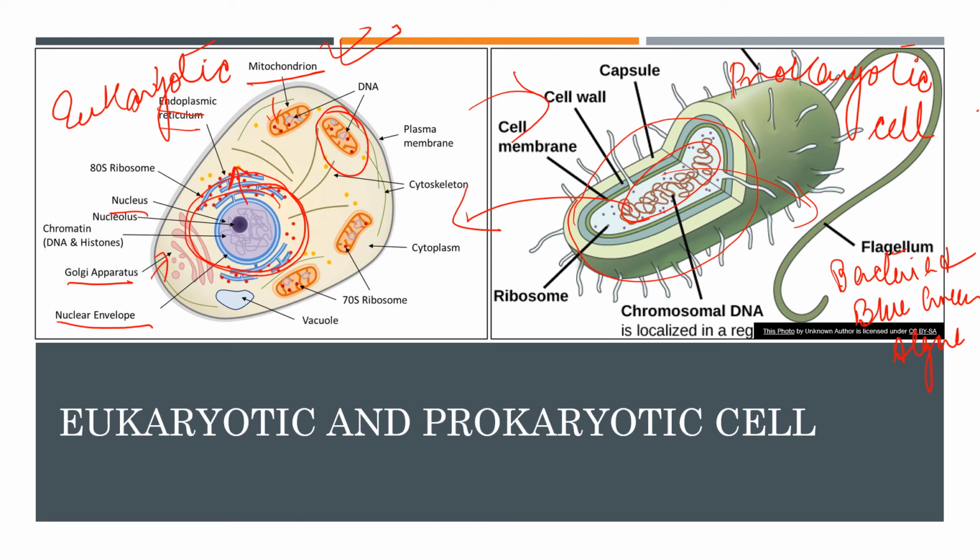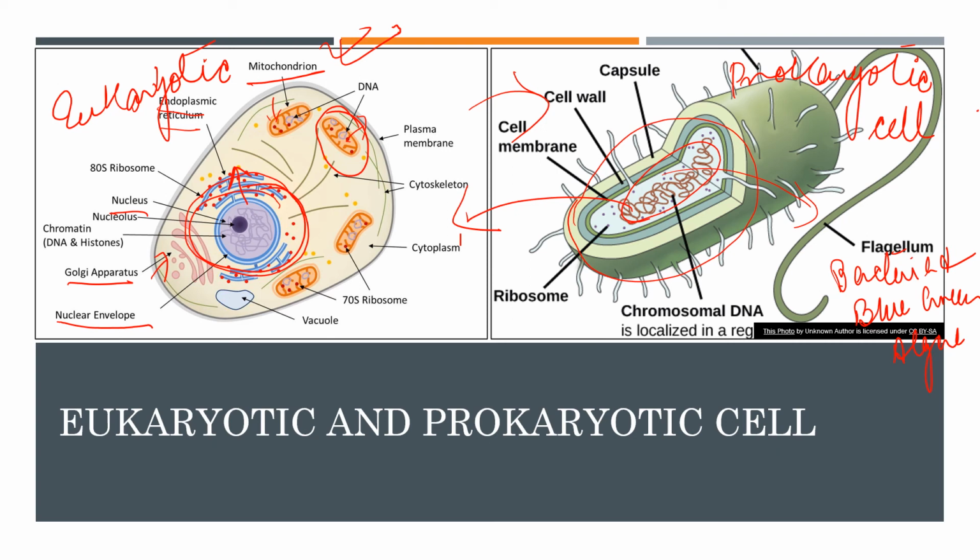The main thing when we come to the next point is the chromosome. A single molecule of circular DNA is present in the prokaryotic cell, whereas more than one chromosome is present in the eukaryotic cell.